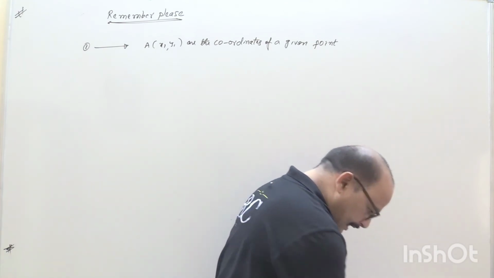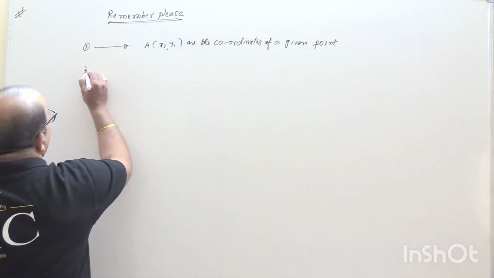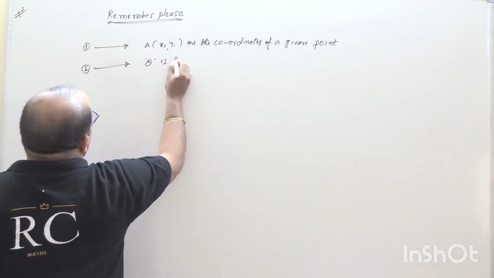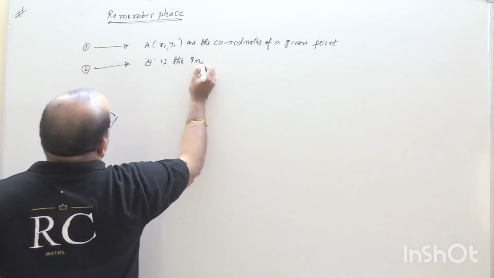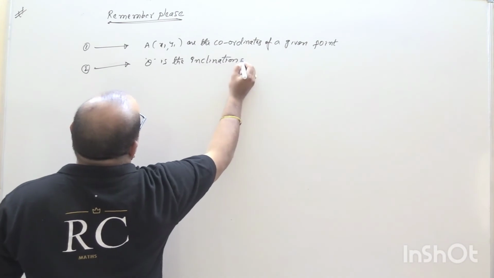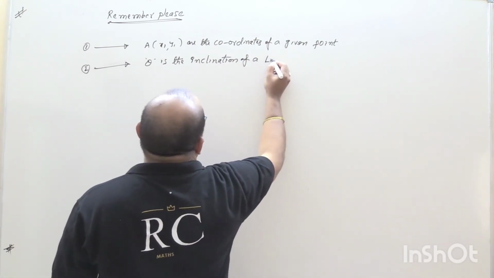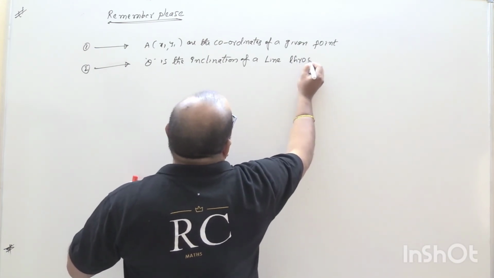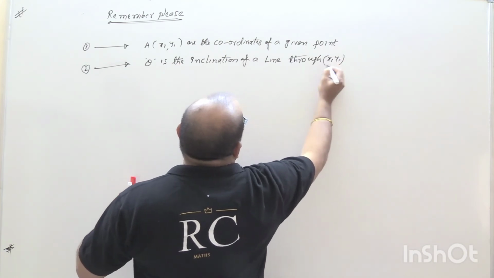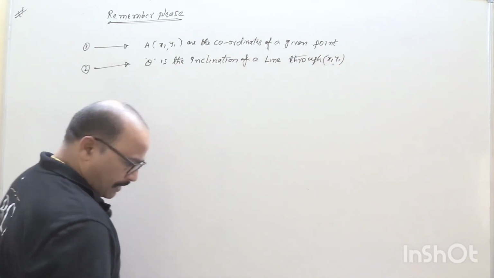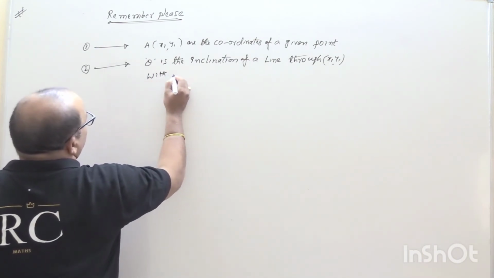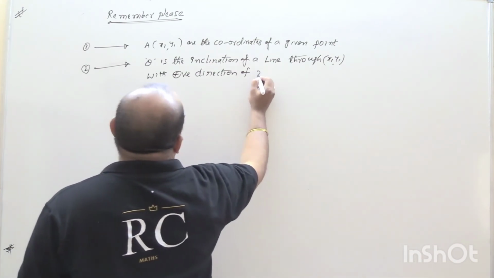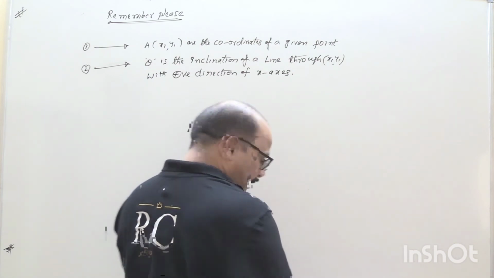Next one: theta is the inclination of the line. Second point: theta is the inclination of a line through x1 comma y1 with the positive direction of the x-axis. Okay, students? That is the second point, theta is the inclination.